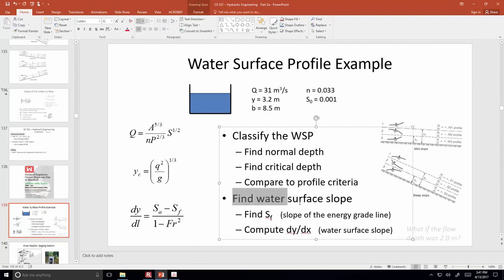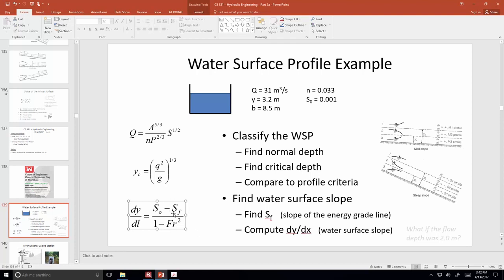Now, we want to find the water surface slope. We're going to use the process equation to do that. So we can find the slope of the energy grade line and then substitute that into dy dl. And I'm going to pause the recording and give you some time to do that.